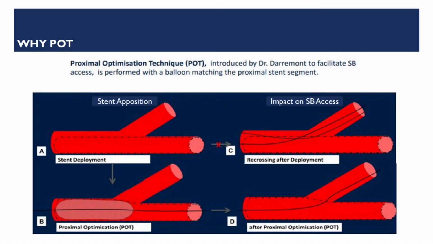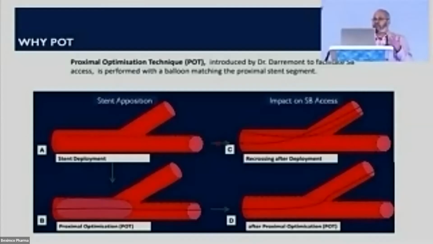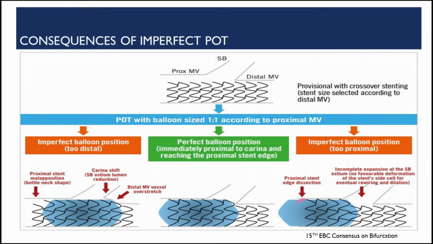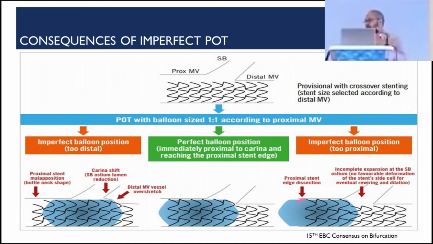So why is POT important? Because POT is important to see the proximal stent optimization, as well as side branch access capability gives you better comfort. Second thing, this is the ideal strategy to optimize the POT technique. You just put the stent balloon just into the carina, not over the carina, not beyond the carina.